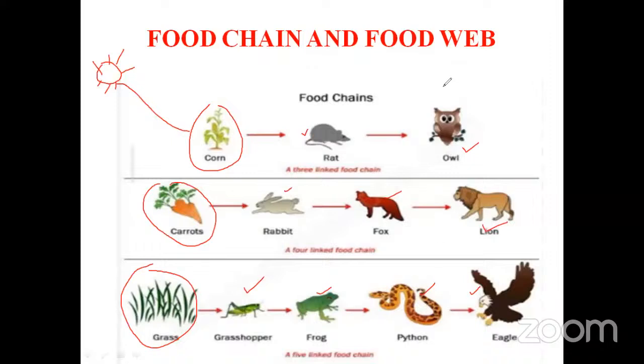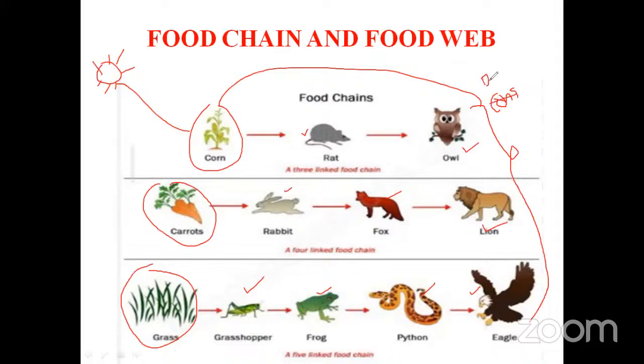After death, the food of all of these, including producers and consumers, finally goes to the decomposers, such as bacteria. The final one is the decomposers. So this is the food chain.